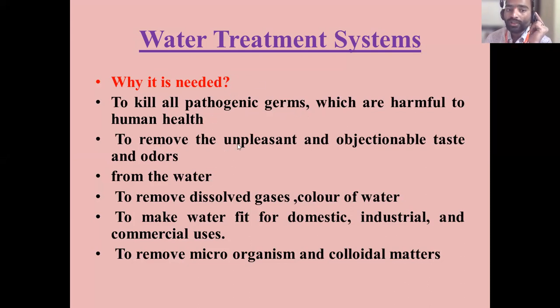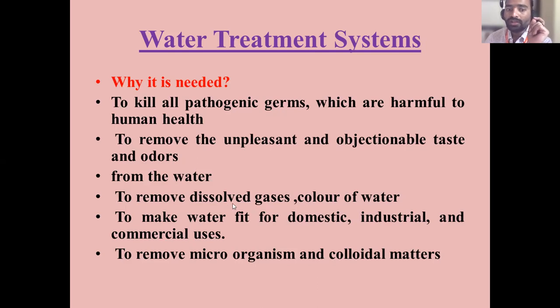Next, to remove the unpleasant and objectionable taste and odors. Sometimes if the water is of bad quality, then the taste and the odor are changed. If a river is flowing and there is a sugar industry, waste is generated over there, and if they release that waste into the river, your river water will get contaminated. It means river water will get polluted. That river water has bad taste and odor. Odor means smell. So you have to remove that unpleasant and objectionable taste and odor. That's what we have to do, the treatment of that water.